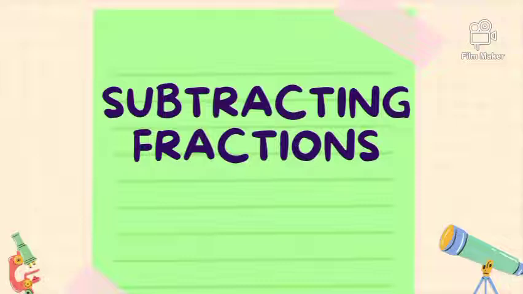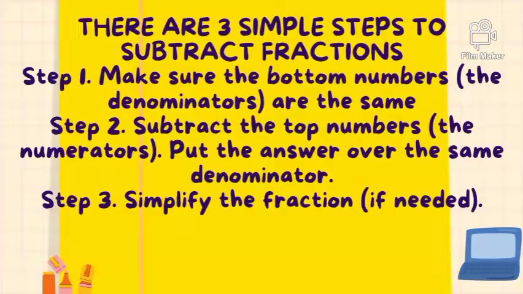Let us go to subtraction. It is quite similar. We follow these 3 steps. Make sure that the denominators are the same. We subtract the top numbers, which are the numerators. You put the answer over the denominator, then you simplify the fraction if it is needed, meaning if it will result in a mixed fraction or if they can simply divide.